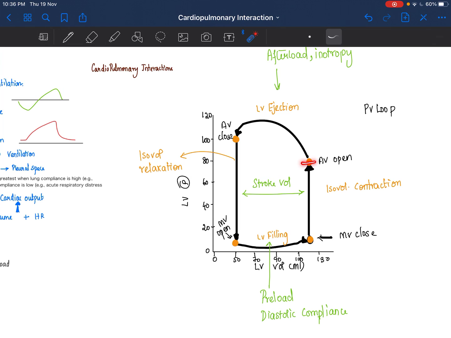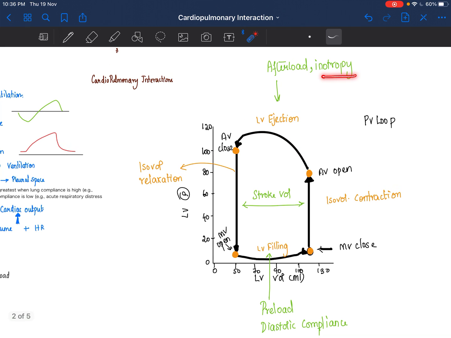And then at a certain point you have your aortic valve opening. So, once the aortic valve opens, the blood rushes out of the ventricle at a higher pressure into the aorta, right. So, this is your ejection. This left ventricular ejection is dependent upon the contractility and the afterload, alright. After the aortic valve closes, your ventricle relaxes, but there is no change in volume again. So, this is isovolumetric relaxation with a drop in pressure.